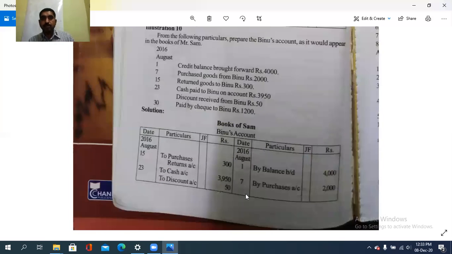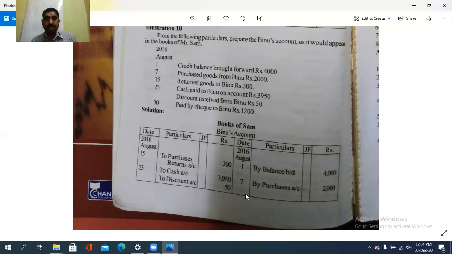From the following particulars, prepare Binu's account as it would appear in the books of Mr. Sam. So credit balance brought forward, that is 4,000. So in the books of Sam, Binu credit balance brought forward, so by balance brought down 4,000. Purchased goods from Binu. So purchase account debtor to Binu. So 2,000 by purchases. Purchase account debtor to Binu. So in Binu's account, by purchases. Then returned the goods to Binu.